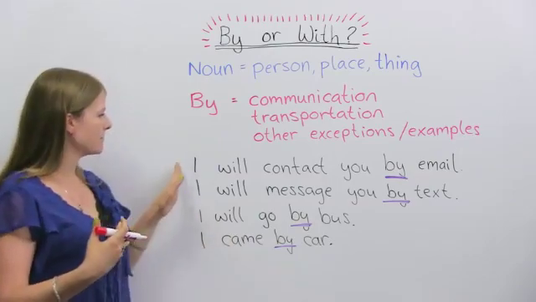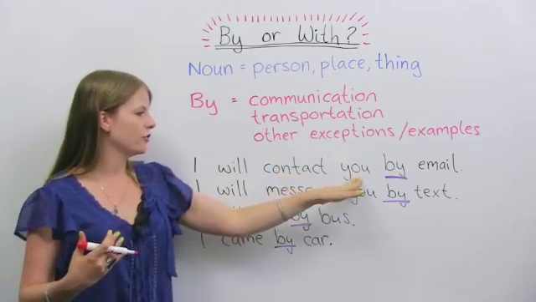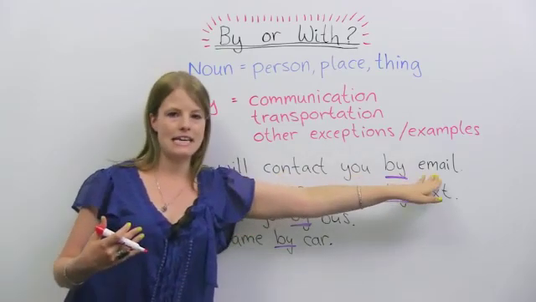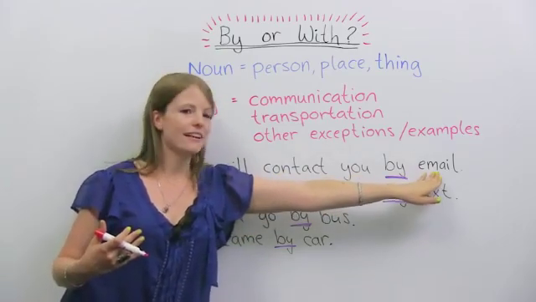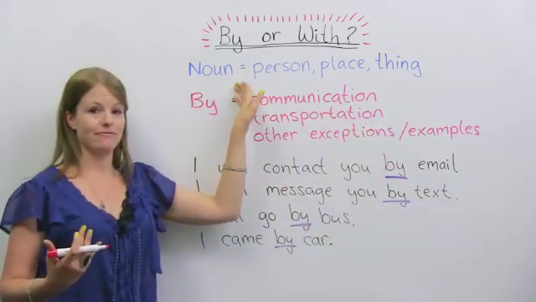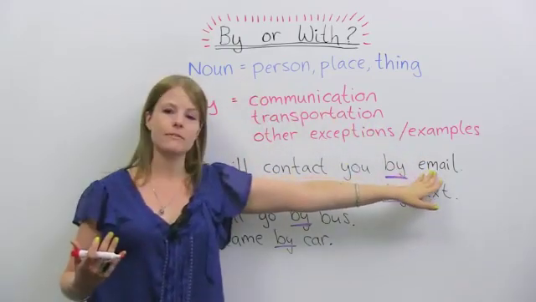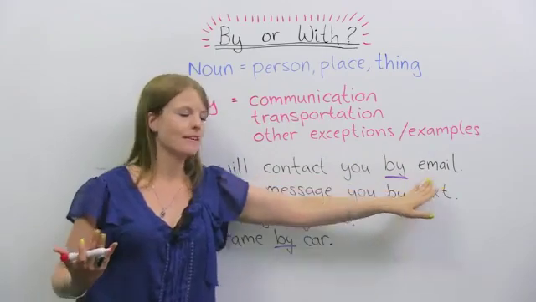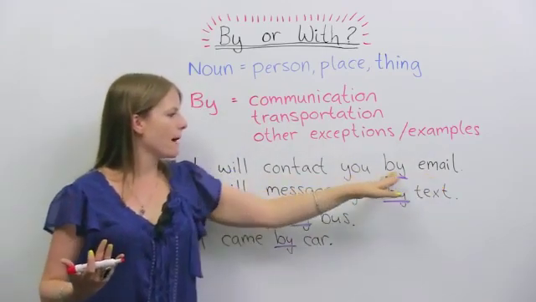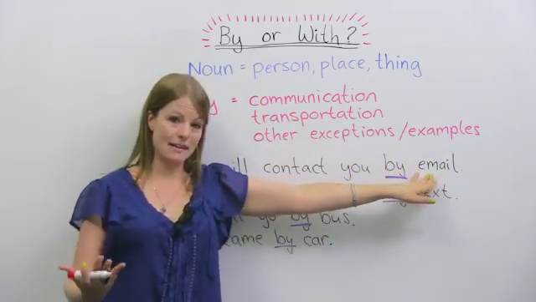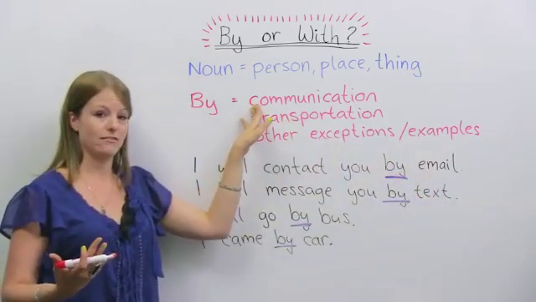So for example, I will contact you by email. Email is an example of a noun, okay? So this is not a verb. In this case, this is a noun. I will contact you by email. And email is a form of communication.